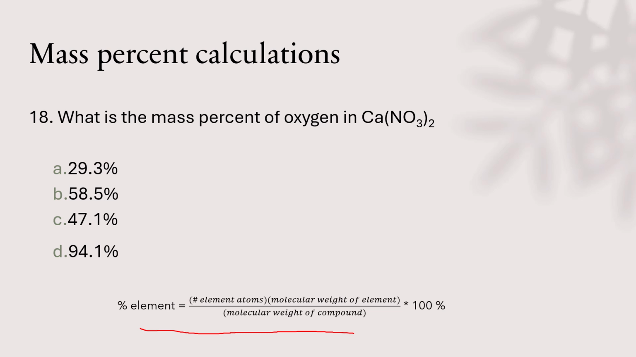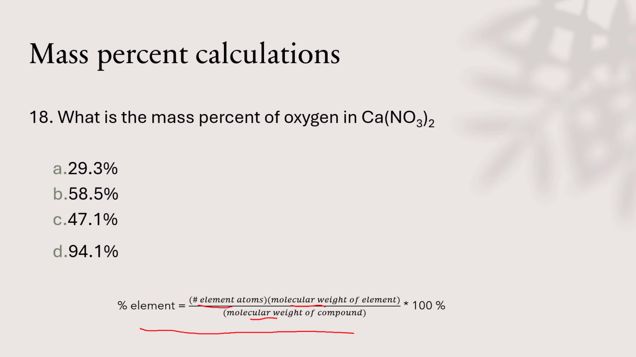So to figure out the percent of a specific element, you're taking the number of atoms of that element, which you use the subscripts to figure out, multiply it by the molecular weight of that element, which you can find on the periodic table. In this case, oxygen's molecular weight is 16. And then last but not least, you need to divide by the molecular weight of the compound as a whole. So you're going to have to calculate the molecular weight of calcium nitrate, which could be another type of question on its own, calculating molecular weights of compounds. Last but not least, you multiply by 100%.